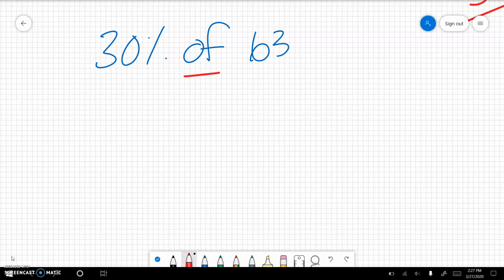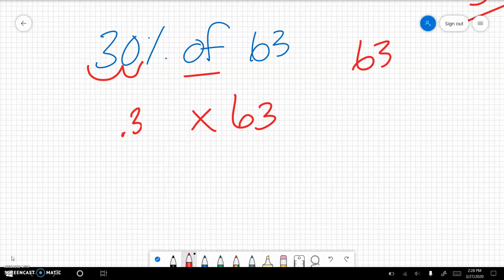So "of" means to multiply, and 30%, I need to make that a decimal. So to do that, I move it over twice. So it'd be 0.30. But you guys, since this 0 is at the end of my decimal number, I don't really need it. It's just going to make extra work for me. So I'm going to erase it. Now, you would not have to do that. If you would rather not, because you're confused by that, leave it alone, and that's totally fine. So 0.3 times 63, or 3/10 times 63.